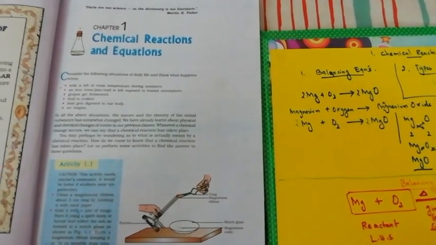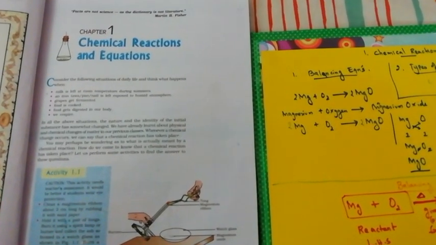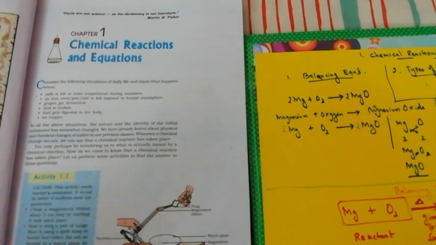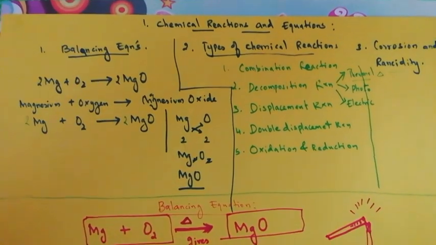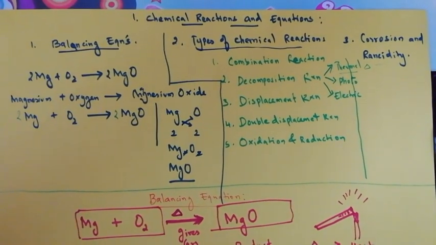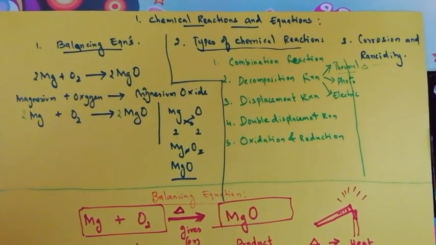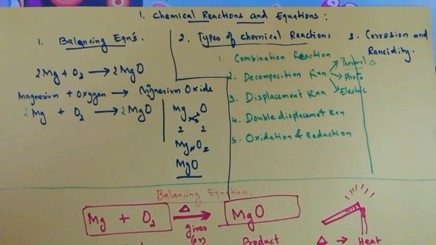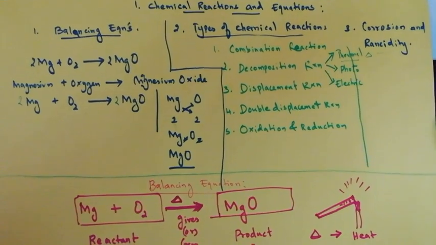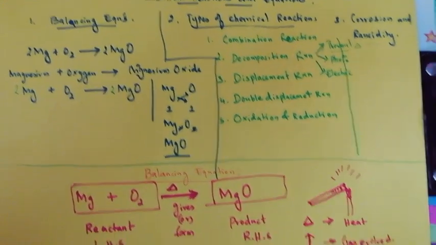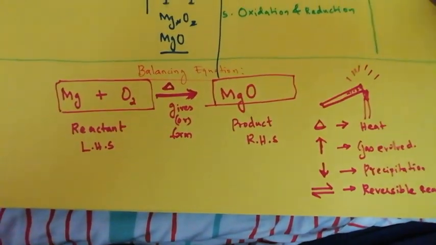Morning, students. Yesterday we learned balancing equations, and the complete outline of what we are going to learn in this first chapter. That means balancing equations, types of chemical reactions, corrosion and rancidity. So yesterday we learned only balancing equations.